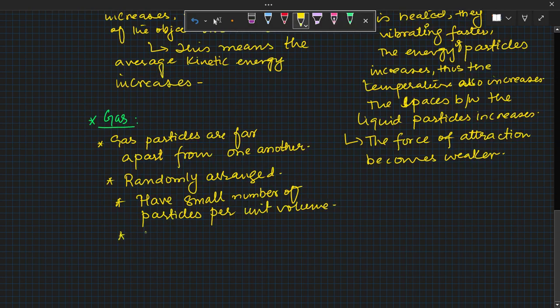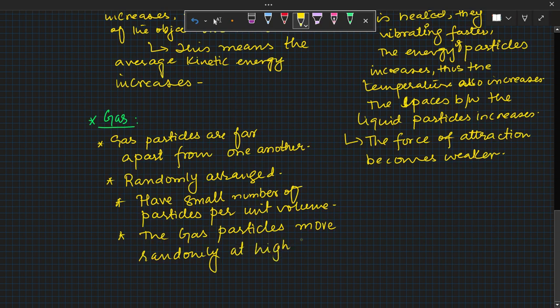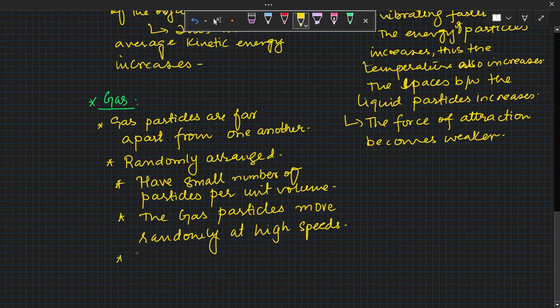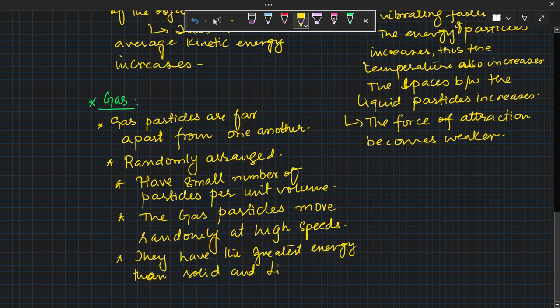And the gas particles move randomly at high speeds, right? So they have the greatest energy. Remember this thing: greatest energy than solid and liquid particles.